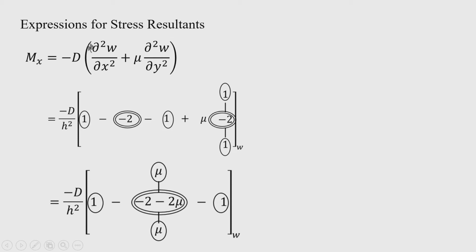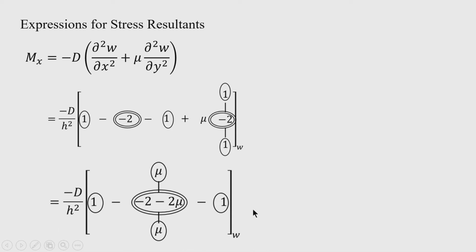Okay. If you combine these two derivatives, with del square w by del y square multiplied by mu, the Poisson ratio, we can write 1 minus 2 1, and this plus mu minus 2 1 and 1. After adding, you get the central node as minus 2 into mu, and in the upward direction you find mu into 1. In the downward node it is also mu into 1, and the other nodes are 1 and 1. So, this is the full stencil for m x.